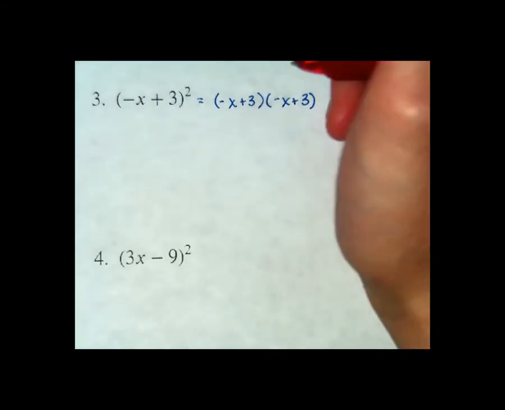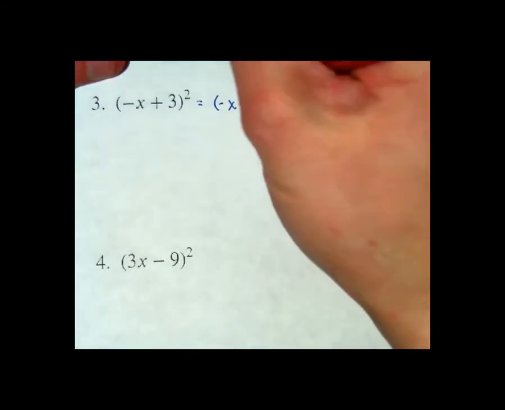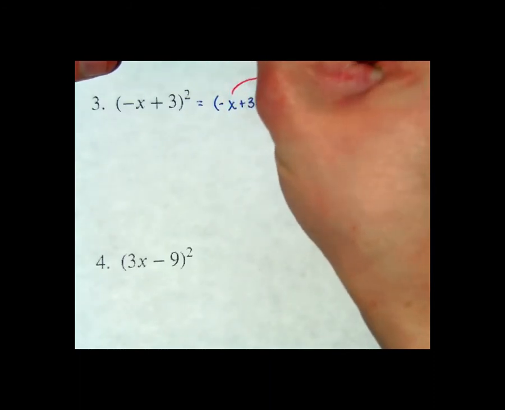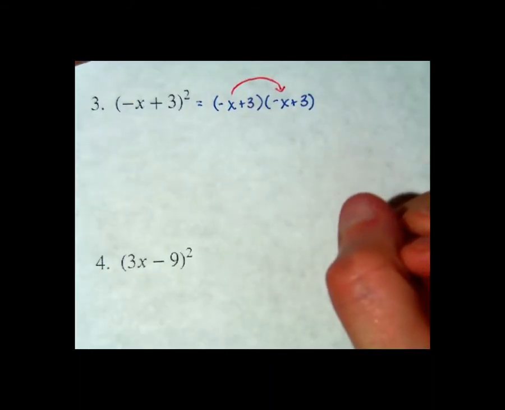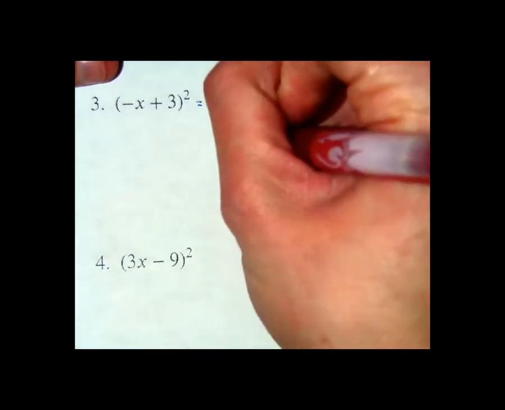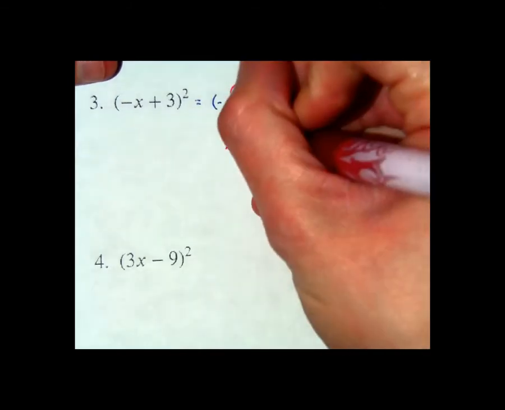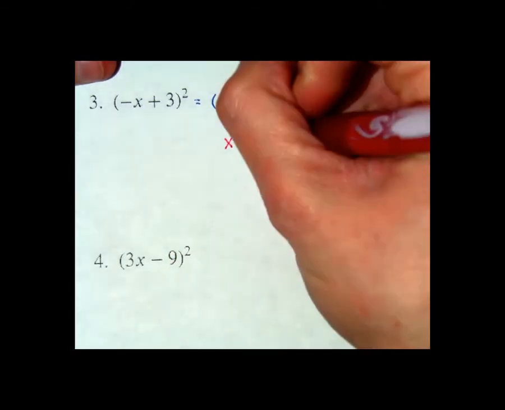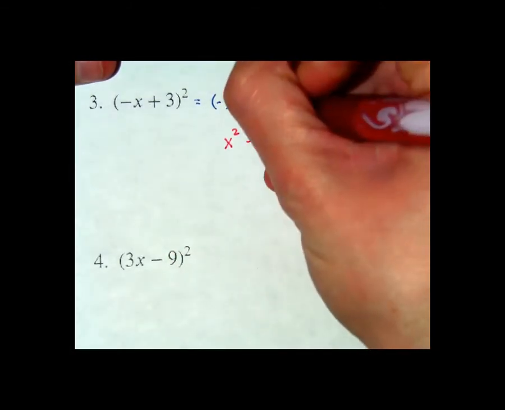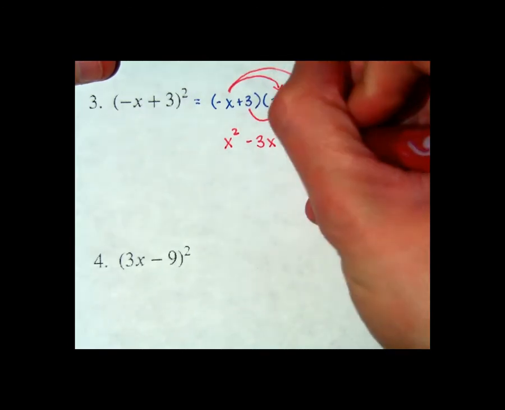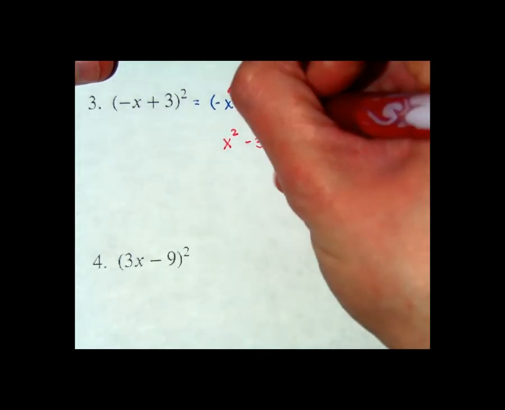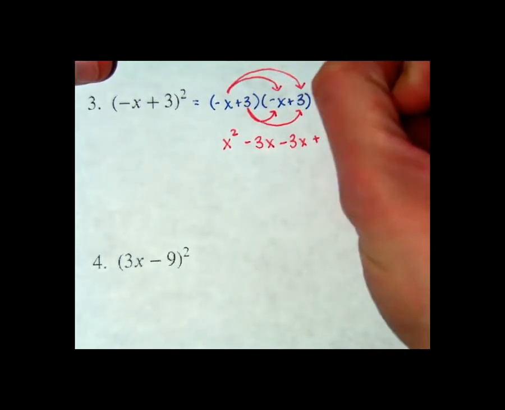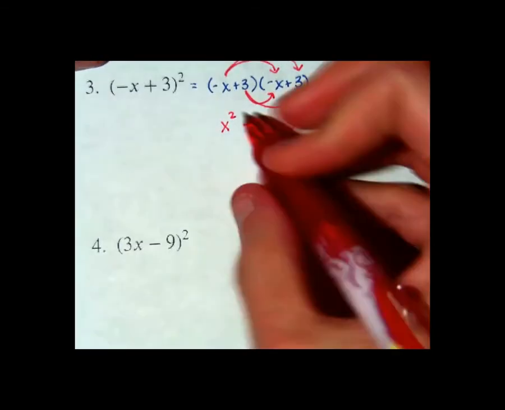Alright, then what'd you do? Okay, what's negative x times negative x? Positive x squared. Okay, negative x times 3. 3 times negative x. And 3 times 3. Okay, combine like terms, what'd you get?